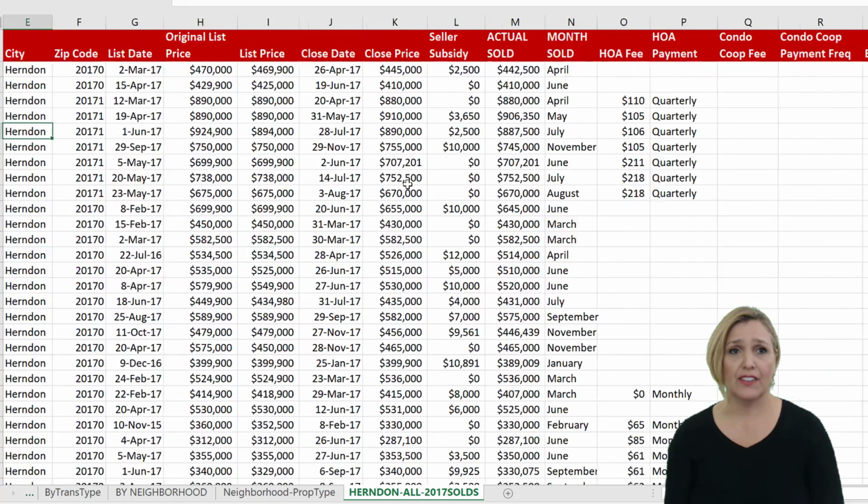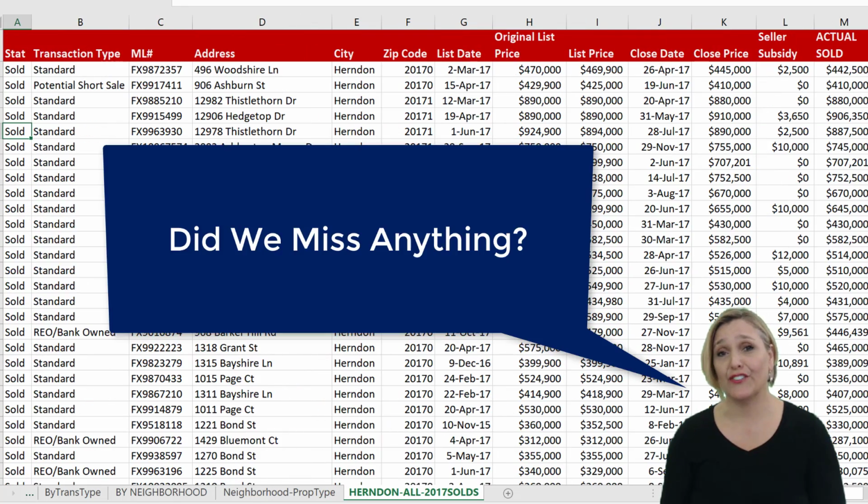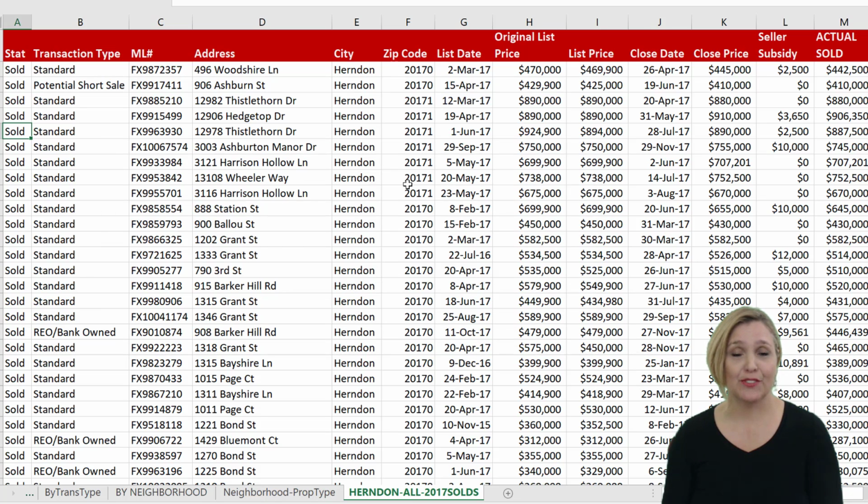So you actually get all of this, and if we've missed anything or if you're looking for anything specific that we didn't provide, please let me know and I'll make sure to provide that for you.